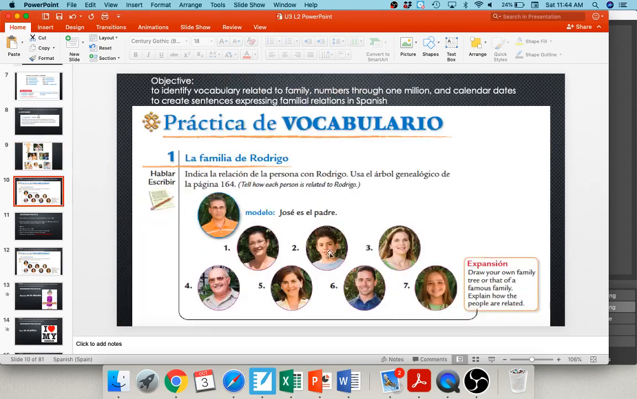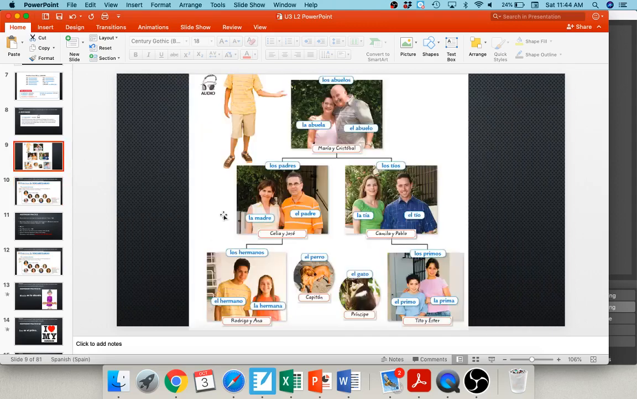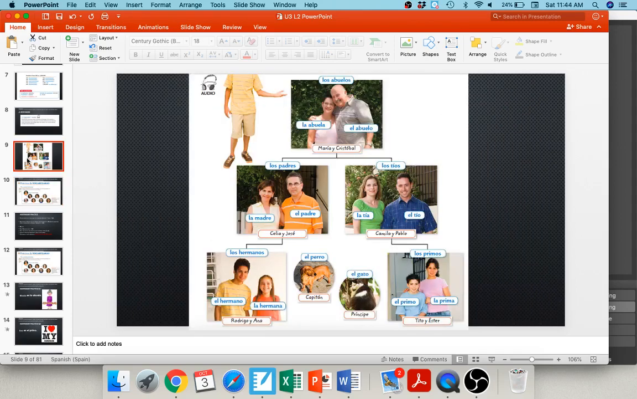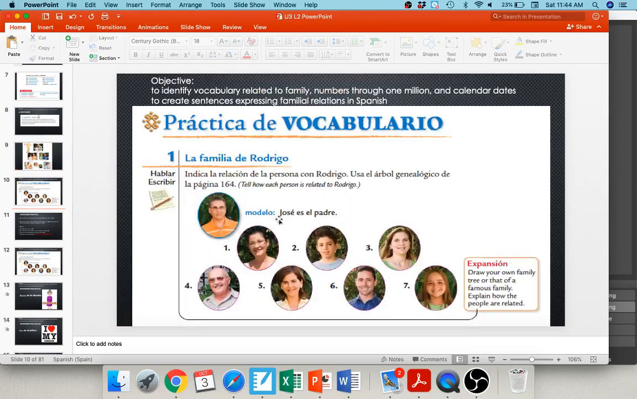You're going to have to look at the picture and look at these people's faces, going back over here to your family tree and deciding who they are. So, as we look here at the first guy, we see this dude in the orange shirt, sort of an old man. If we go back over here and take a look, we can see his face is here. He's still wearing the orange shirt. We can see his face is the same. He was el padre. So we're looking at all these people from the relationship of Rodrigo. So Jose, in this case, would be Rodrigo's dad. So that's what we're writing in our answer. Jose es el padre. He's the father.